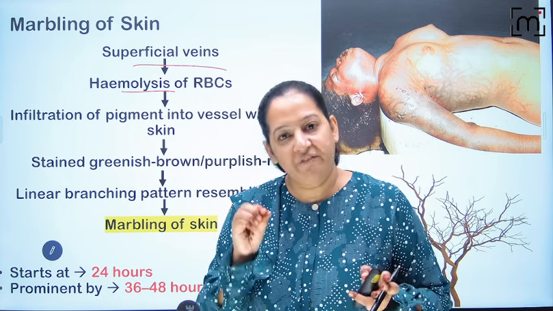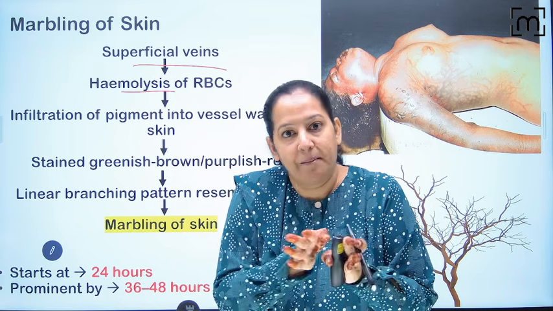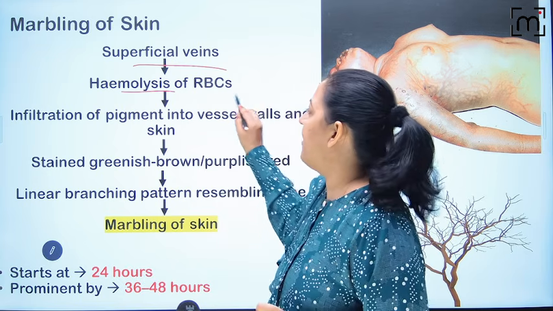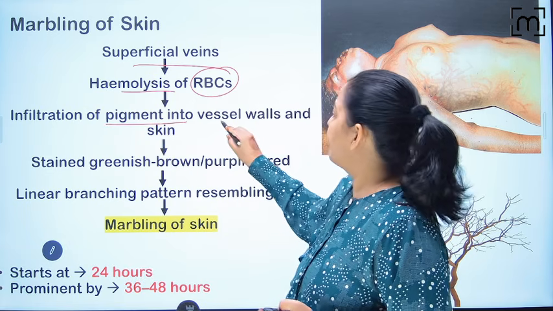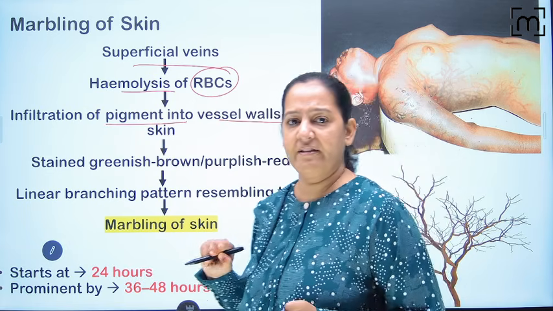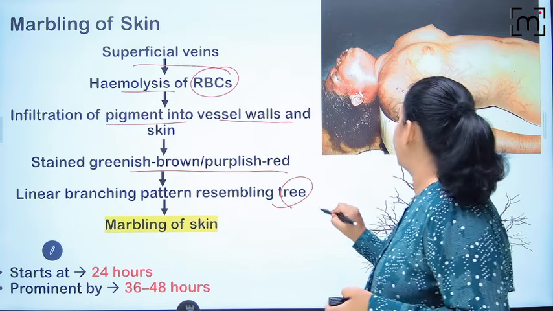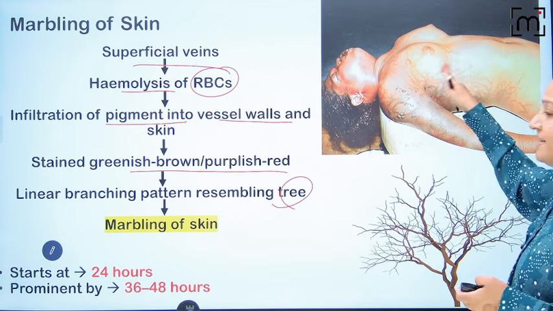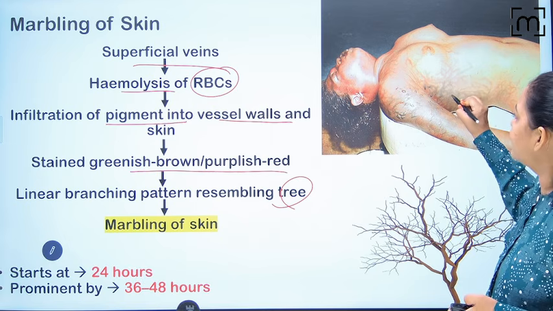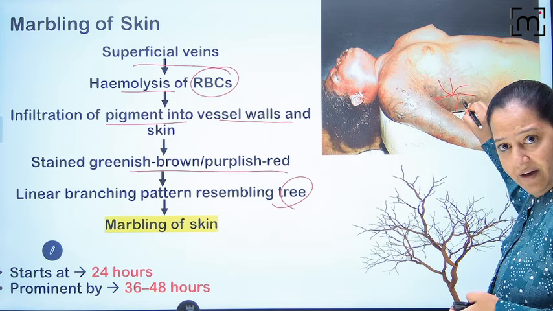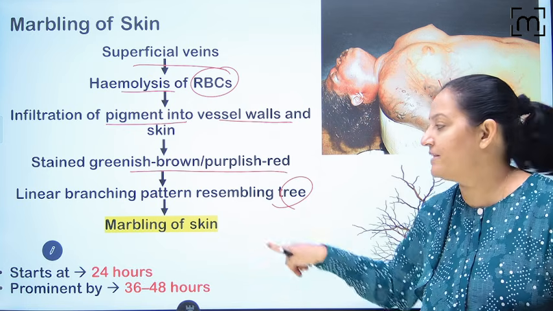What is putrefaction? It is where bacteria are destroying the tissues. So when bacteria destroy the wall of the vessel, blood leaks out. There is hemolysis of RBC, and the pigment of the RBC, that is hemoglobin, is infiltrating the vessel wall and giving a greenish or purplish discoloration, looking like a tree. These are superficial veins. It is not diffuse discoloration like a green color. It is like a tree, because it is on the course of the superficial vein. And that is known as marbling of the skin.